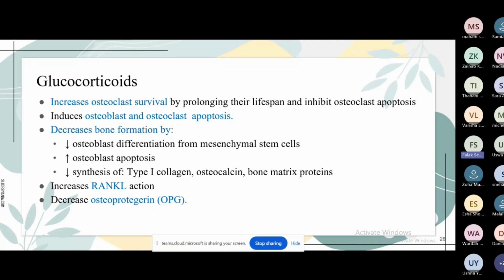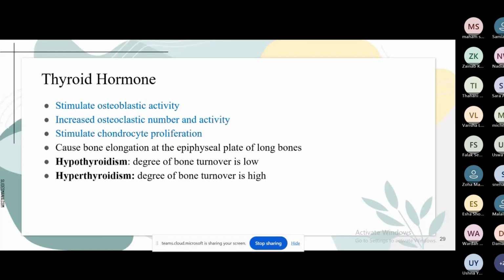The next is the thyroid hormone. So thyroid hormone is very important because it stimulates osteoblastic activity. It also increases osteoclastic number and its activity. It also stimulates chondrocytes and their proliferation. They cause bone elongation at the epiphyseal plate of the long bones.